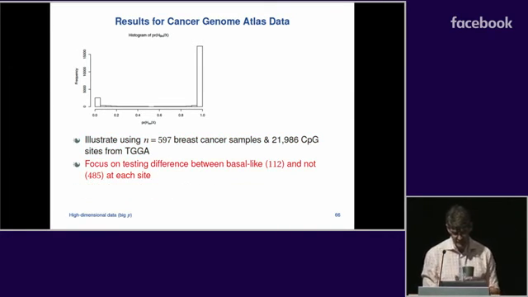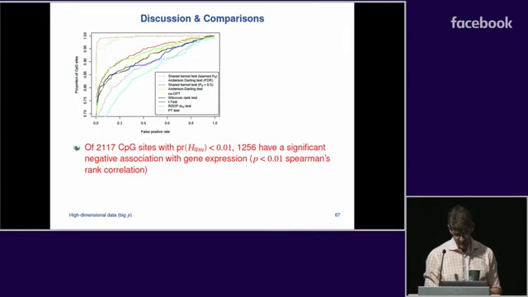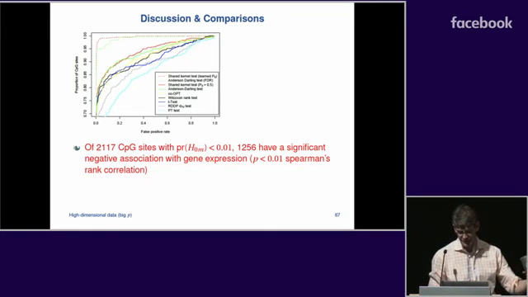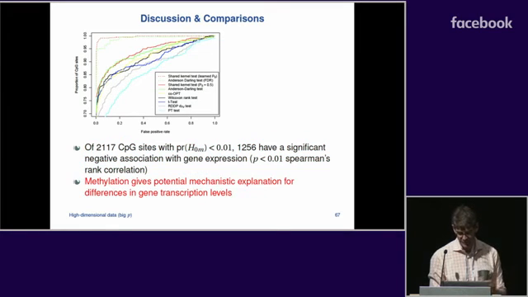Okay, and so we can test differences between basal-like and not at each site, and the global proportion of no difference was 0.821. So this is pretty cool, and then we could look at relationships with held-out gene expression data to validate, essentially having labels on the results. When we do that, we can see that this does massively better than other methods people might use, just doing independent testing and then false discovery rate control. So this Bayesian nonparametric multiple testing method really has practical improvements.